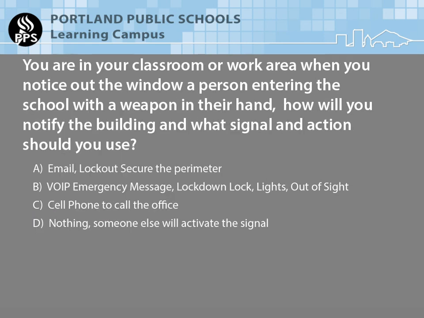You are in your classroom or work area when you notice out the window a person entering the school with a weapon in their hand. How will you notify the building, and what signal and action should you use? A. Email, lock out, secure the perimeter. B. VoIP emergency message, lockdown, locks, lights, out of sight. C. Cell phone to call the office. D. Nothing. Someone else will activate the signal.